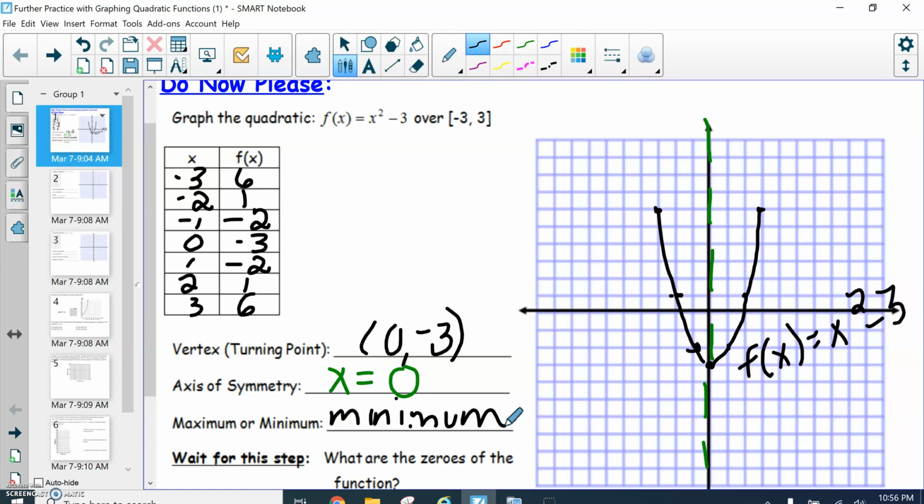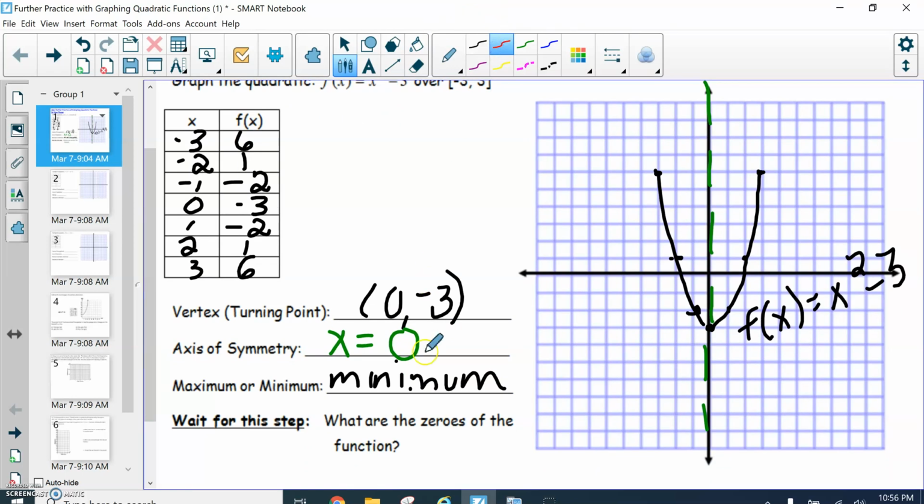Okay, so now in the next part, they want the zeros of the function. So hopefully you remember from the last video that the zeros of a function are another word for x-intercepts. So where your parabola crosses the x-axis. Okay, so when you look at this graph, it's not easy to determine the x-intercepts because it doesn't cross at a nice point that we can easily read off of the graph. And I also can't determine the x-intercepts just by looking at my table.